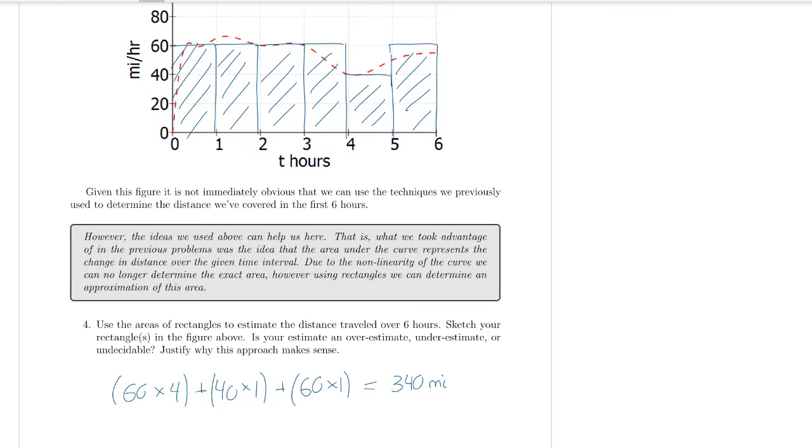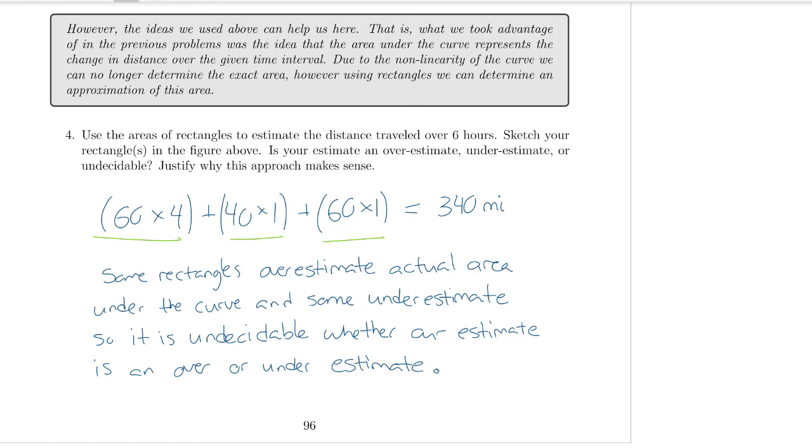So there we go for the calculation, and you can see that the first rectangles that I drew all had a height of 60, so I grouped that whole chunk into one rectangle of width 4 hours and height 60 miles per hour, and then my second term is the height of 40 miles per hour times the length of 1 hour, and the last one is a height of 60 miles per hour times a length of 1 hour. So adding those all up, you should get 340 miles. So just a few sentences to summarize our results.